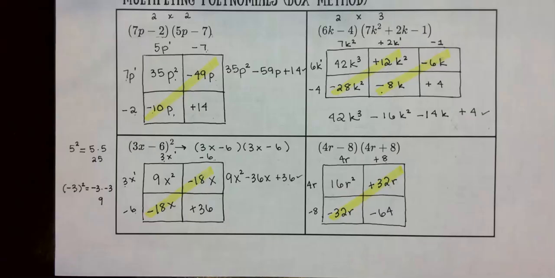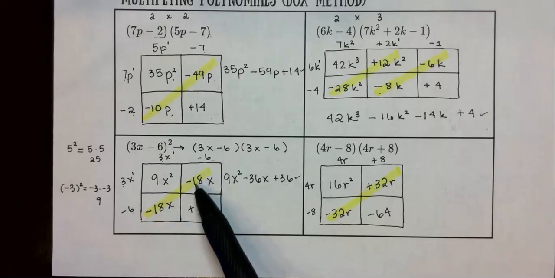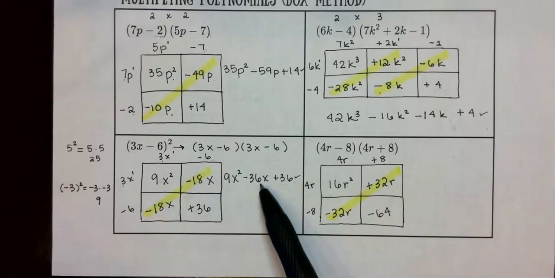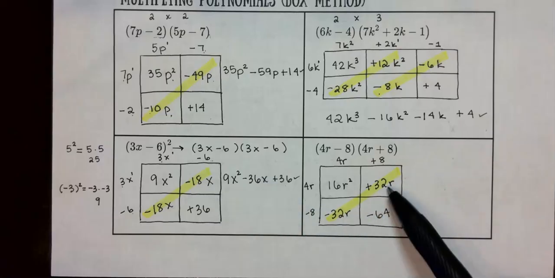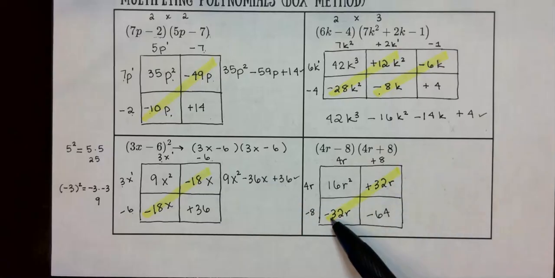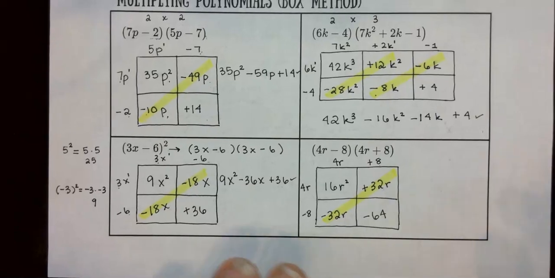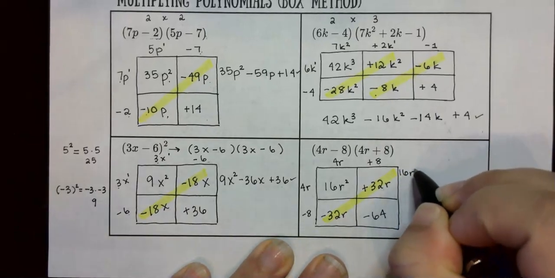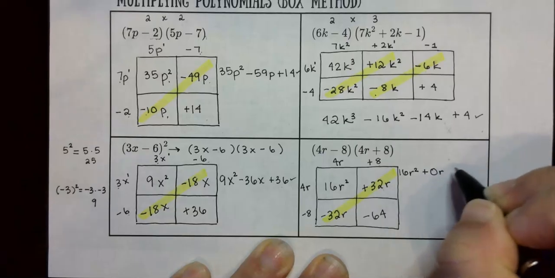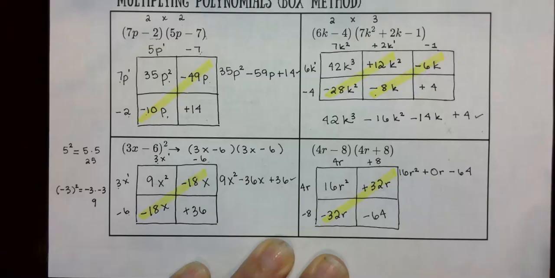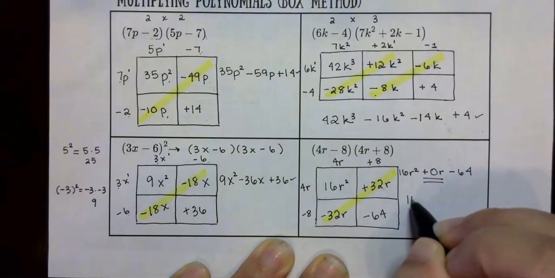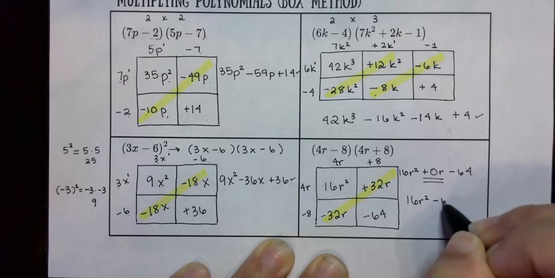Pay particular attention to those signs, because notice how different it is here. Here we saw the two 18s, they were both negative, so we doubled them up. And that's how we got the negative 36. But here, even though I have 32 and 32, one's a positive, one's a negative. That's going to cancel each other out. That's going to become 0. And remember, if you have a 0, you don't have to write it out. But I'm actually going to write it out so you can see it. So we're going to say 16r squared plus 0r minus 64. And because this is a 0, our final answer would be 16r squared minus 64.